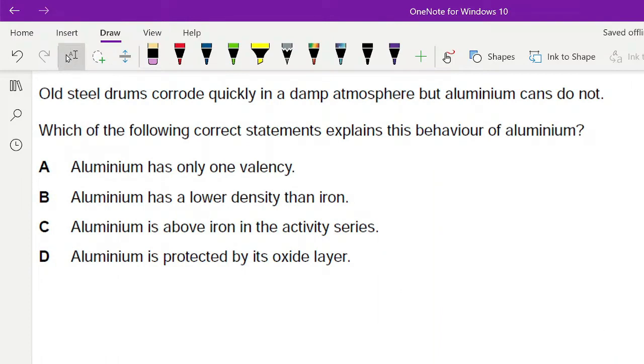Old steel drums corrode quickly in damp atmosphere, but aluminum cans do not.